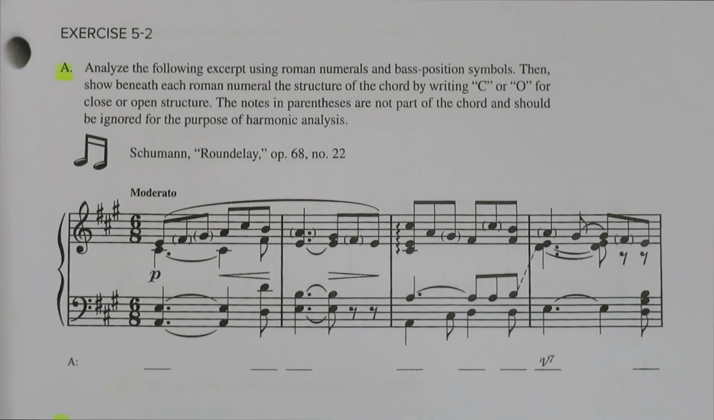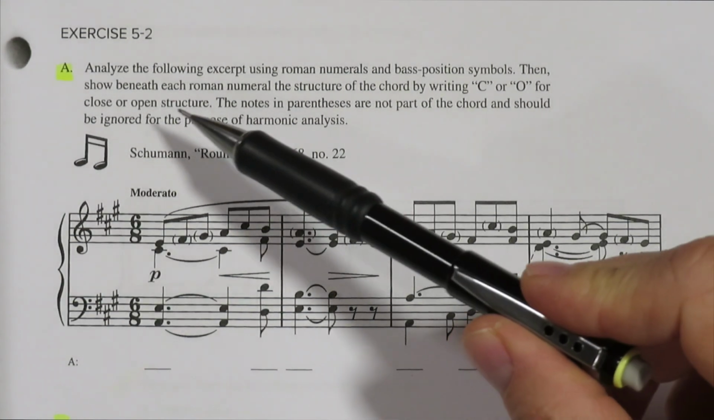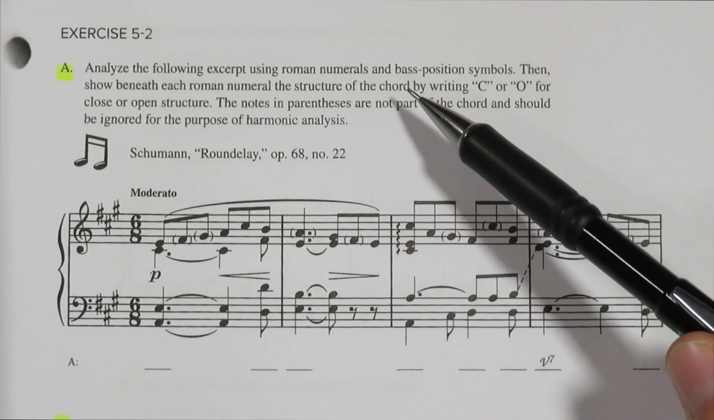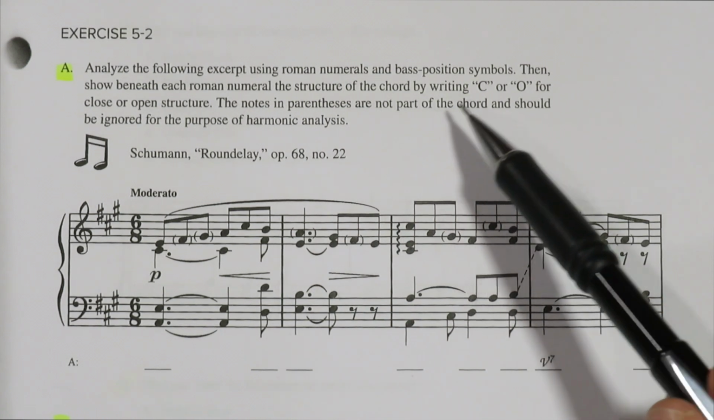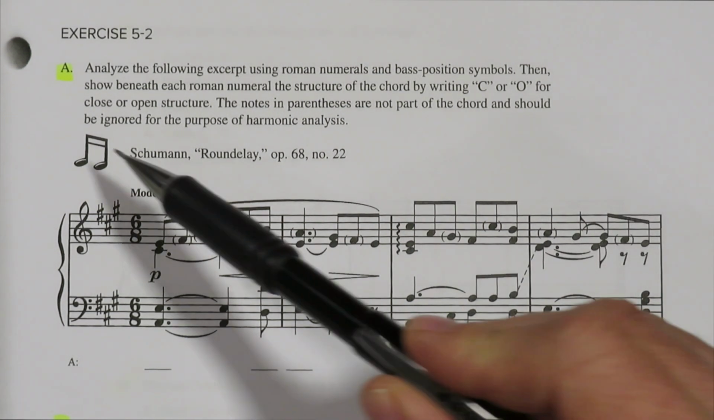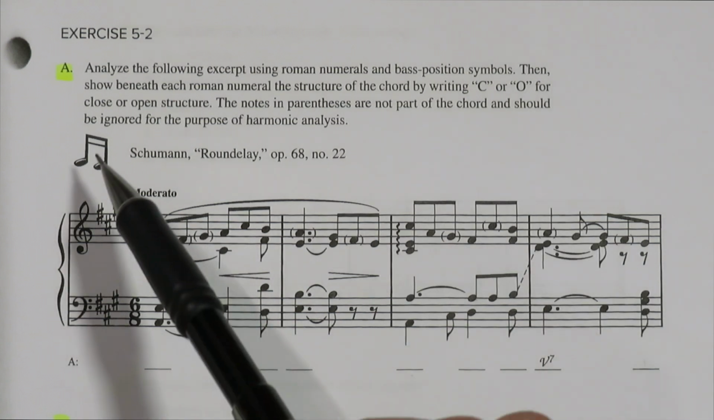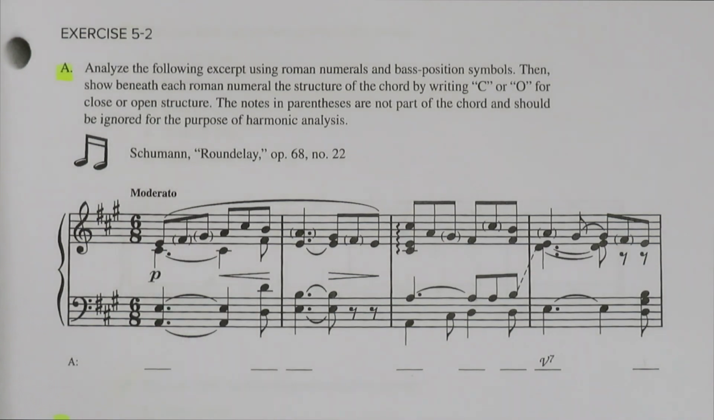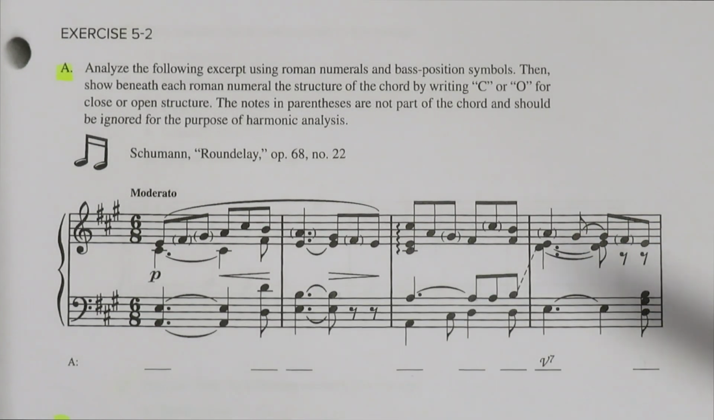Okay, so here we are in exercise 5-2, part A. And we are to analyze the following excerpt using Roman numerals and bass position symbols. Then show beneath each Roman numeral the structure of the chord by writing C or O for close or open structure. The notes in the parentheses are not part of the chord and should be ignored for the purpose of harmonic analysis. Okay, so we're back to Roman numeral analysis with our inversion symbols, but this time we have to determine whether the chord is an open or closed structure.